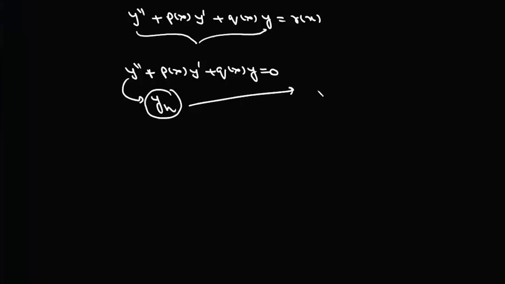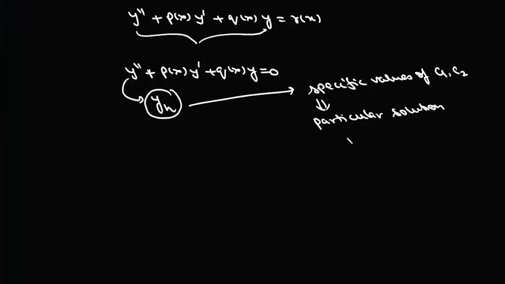And then, putting specific values of C1 and C2 in yh, we are going to get something called a particular solution. Let this solution be yp. So in such a case, we'll find yh considering this first part, and then using specific values of C1 and C2, we'll calculate yp.